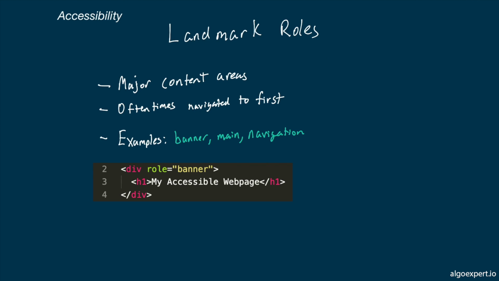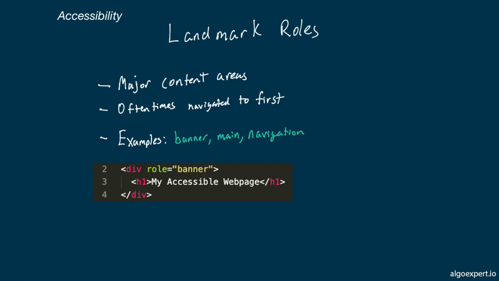ARIA roles are broken down into a variety of different categories, the first of these being landmark roles. And the landmarks are simply major content areas or navigational landmarks. Oftentimes, these are what the user will navigate to first when they are using assistive technology. Some examples of these are banners, the main content, or navigation.